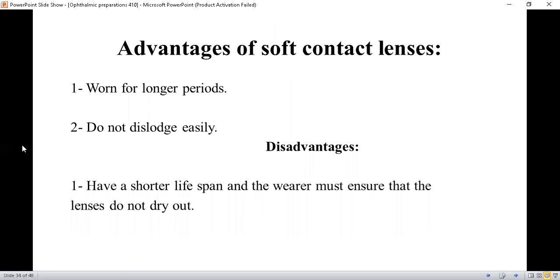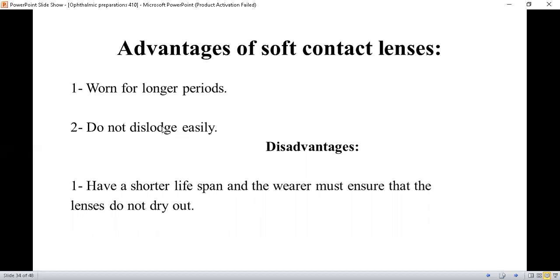Let's proceed further. Advantages of soft contact lenses: worn for longer periods. As we have discussed, these are designed to be worn for more than 24 hours or for 30 days. So this is the advantage of the soft contact lenses, that they can be worn for a longer period of time. And they do not dislodge easily, meaning they do not displace in your eye easily. Therefore, this is also an advantage of the soft contact lenses.